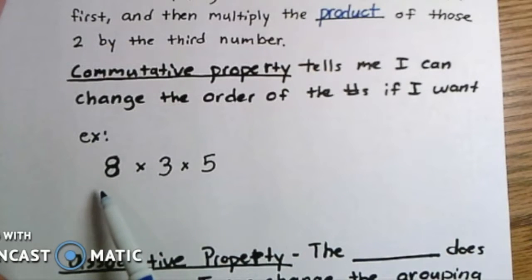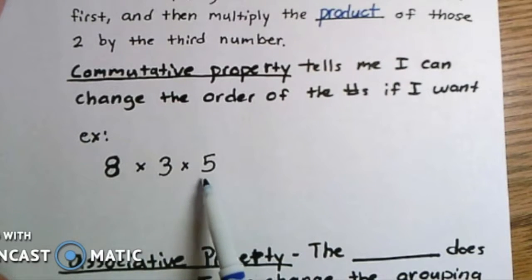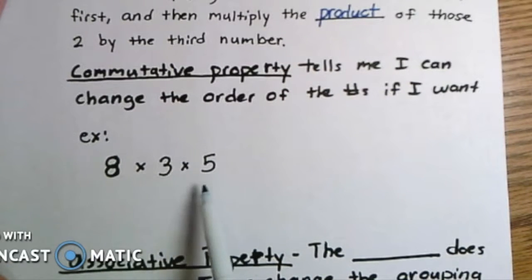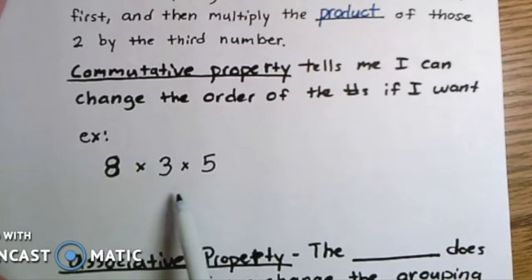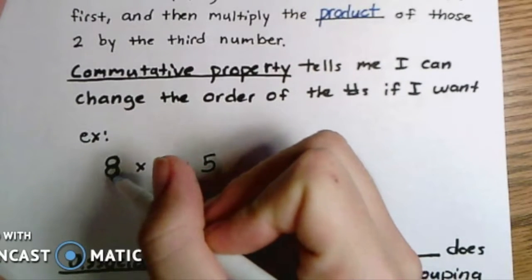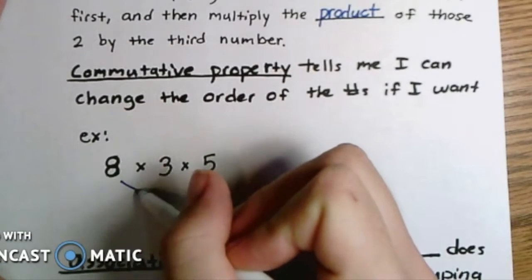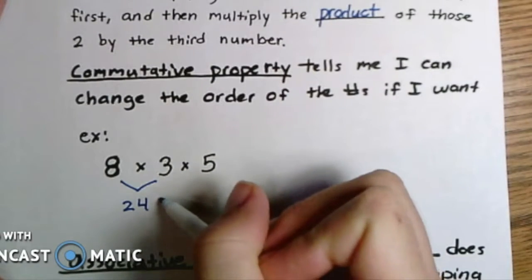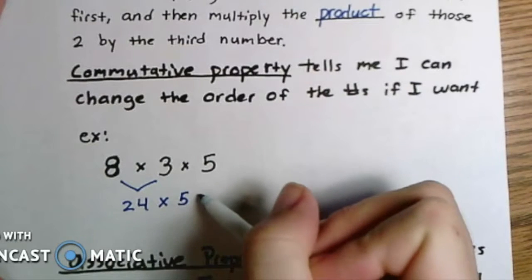So for example, we have 8 times 3 times 5. Because this is all multiplication, the commutative property of multiplication says I can change the order. If I did it this way, 8 times 3, those are the first two I'm choosing to multiply, would be 24. And then I could do 24 times 5.